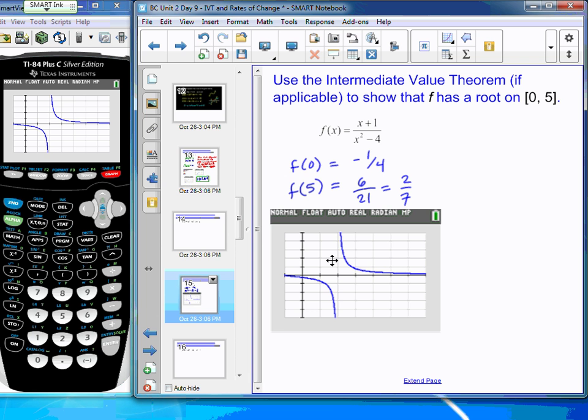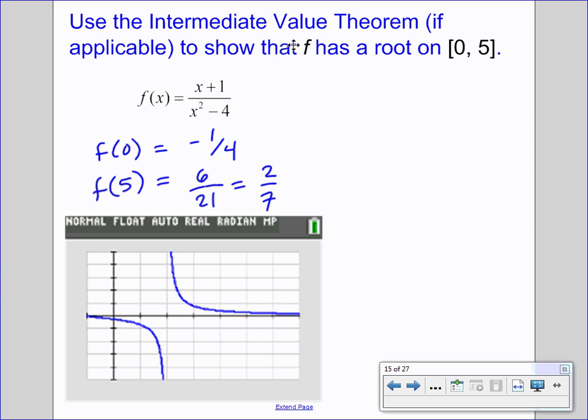We can see from my original function definition that my x squared minus 4 causes domain problems, right? At x equals plus or minus 2. So because my function is undefined on the interval 0 to 5 at x equals 2, we've got a discontinuity, right? So we may or may not be able to apply the intermediate value theorem. In this case, we can see graphically that the intermediate value theorem does not apply.